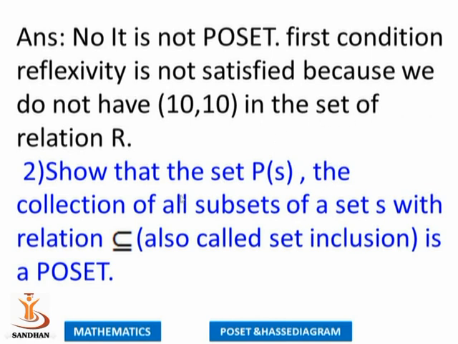The second example is: show that the power set of S, the collection of all subsets of a set S, with the relation subset, that is also called inclusion, is a poset. Again we have to check that the set is reflexive, antisymmetric and transitive.